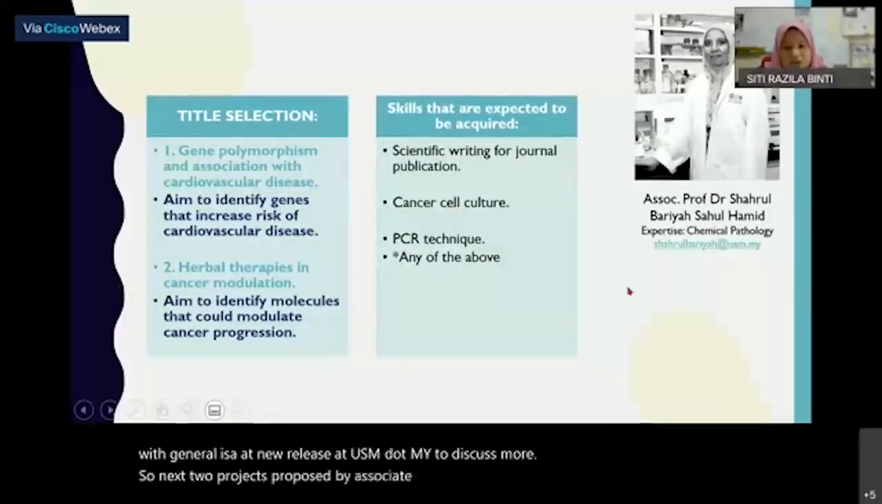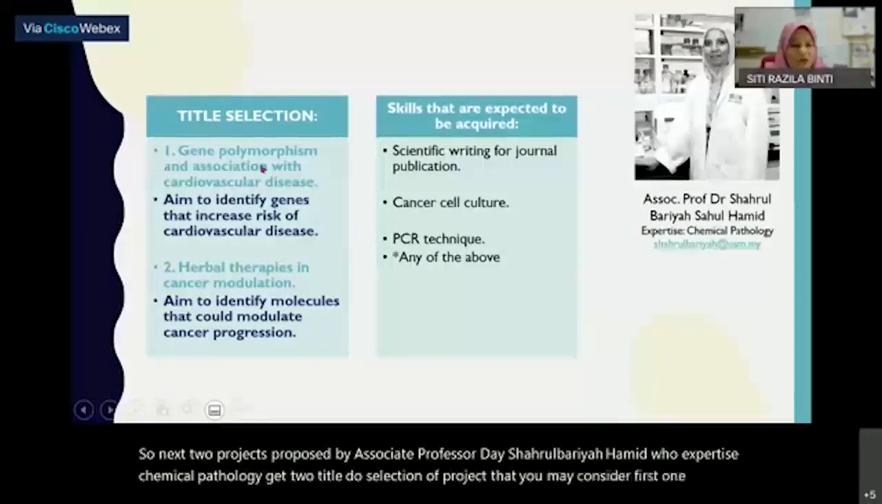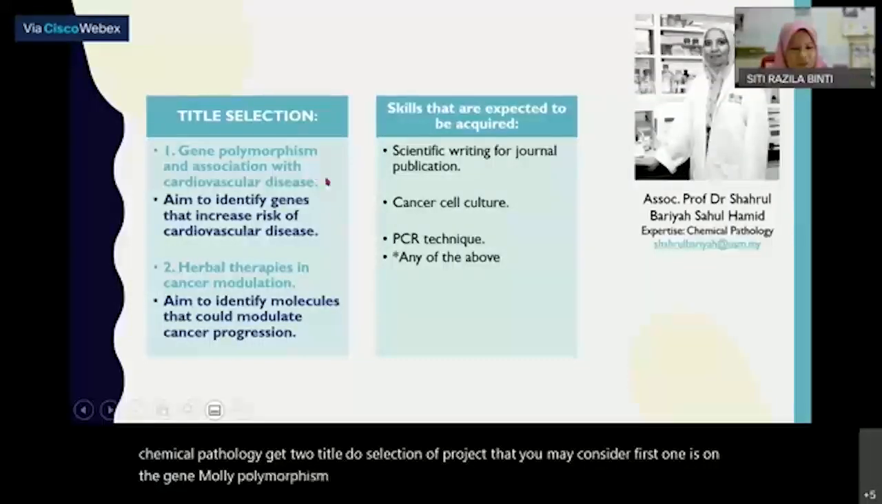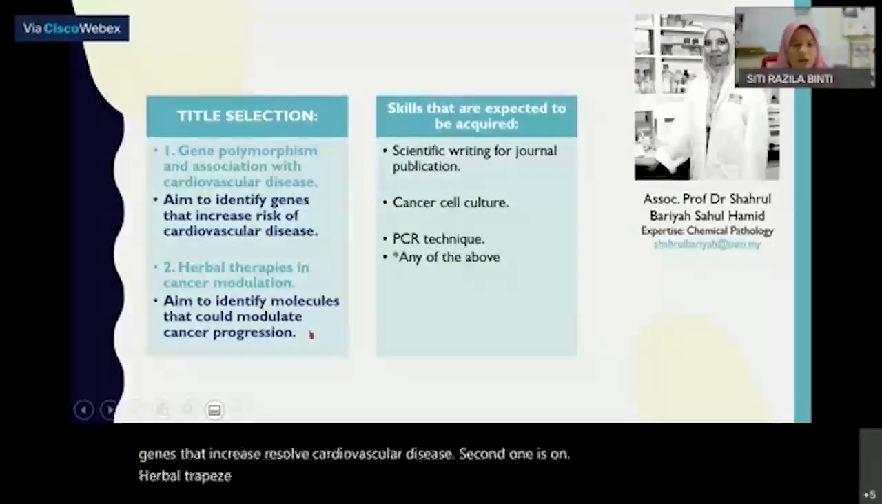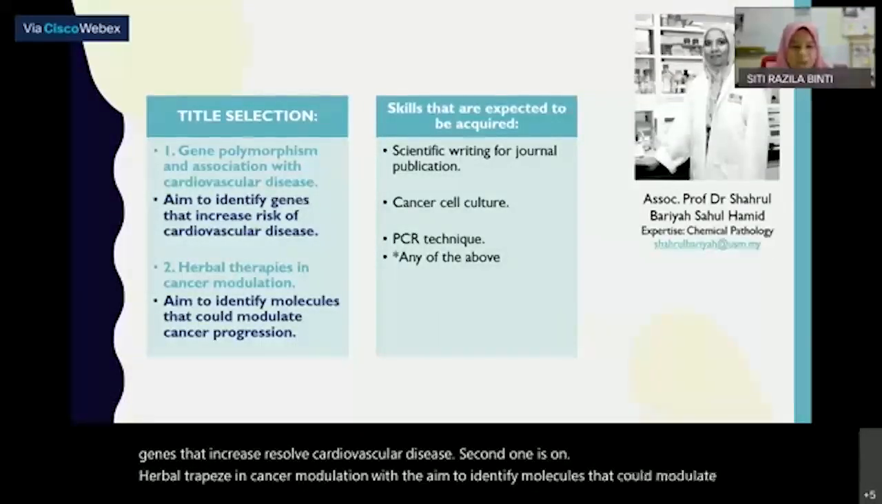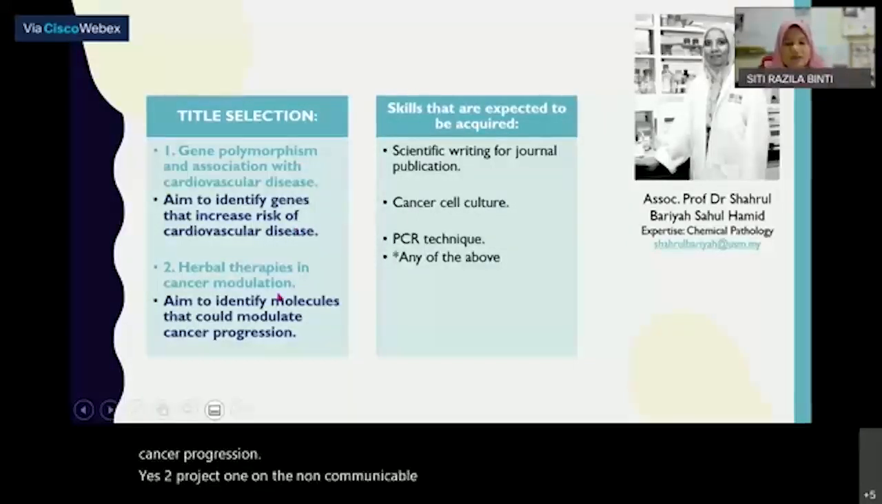Next, two projects proposed by Associate Professor Dr. Shahrul Bariah Tahul Hamid, whose expertise is in chemical pathology. There are two selections of project that you may consider. The first one is on gene polymorphism and association with cardiovascular disease. The aim is to identify genes that increase risk of cardiovascular disease. The second one is on herbal therapies in cancer modulation, with the aim to identify molecules that could modulate cancer progression.